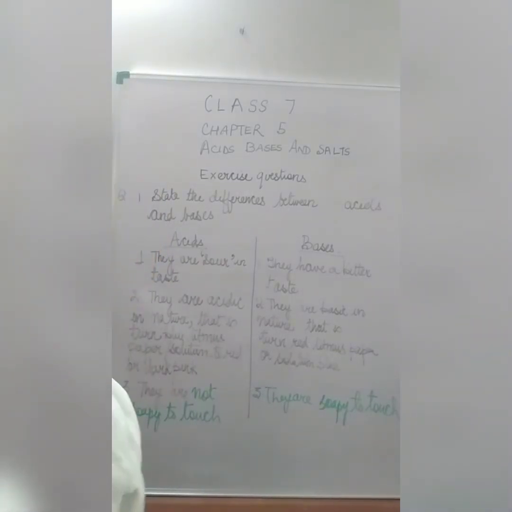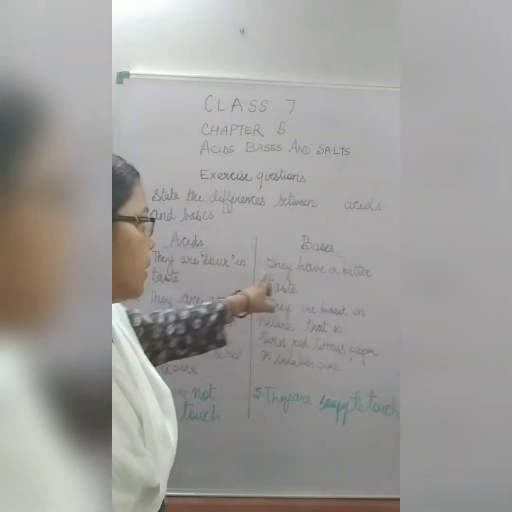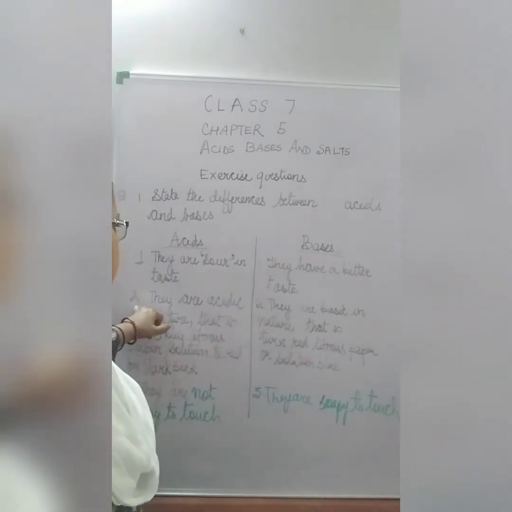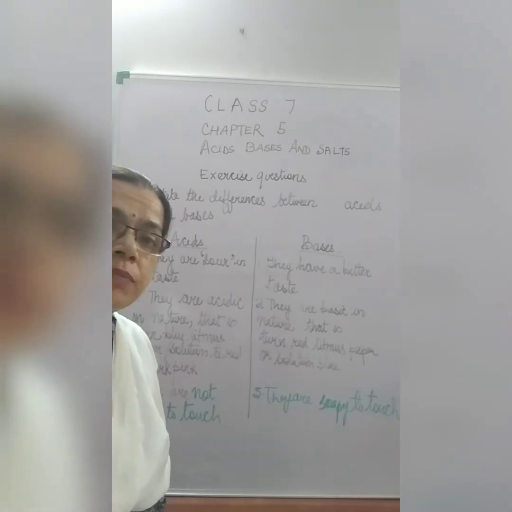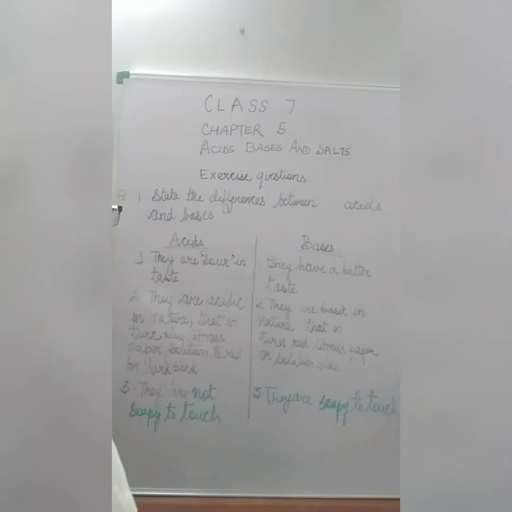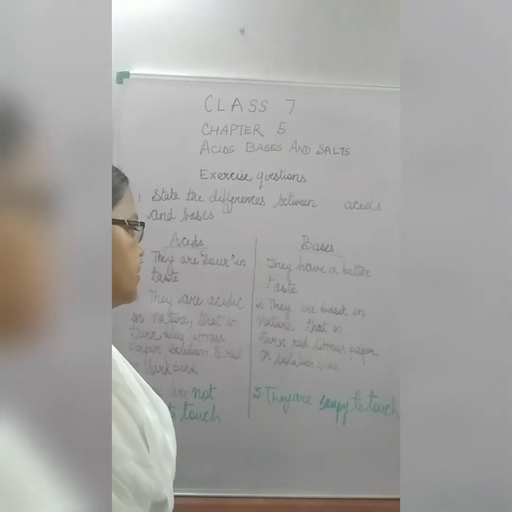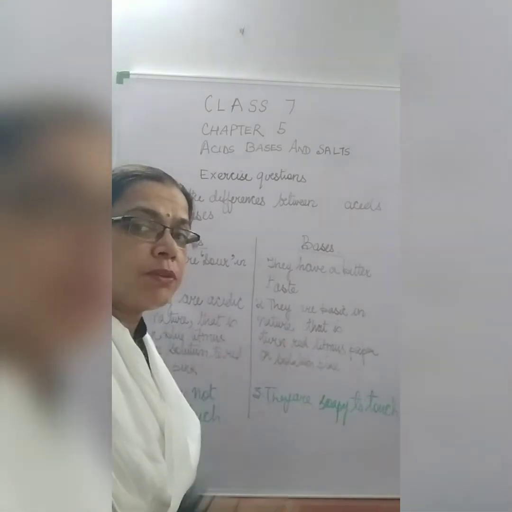The differences between acids and bases. Acids are sour in taste. Bases are bitter to taste. Acids are acidic in nature, which means that they turn blue litmus paper red, or blue litmus solution red. Bases are basic in nature, which means that they turn red litmus paper blue, or red litmus solution blue.